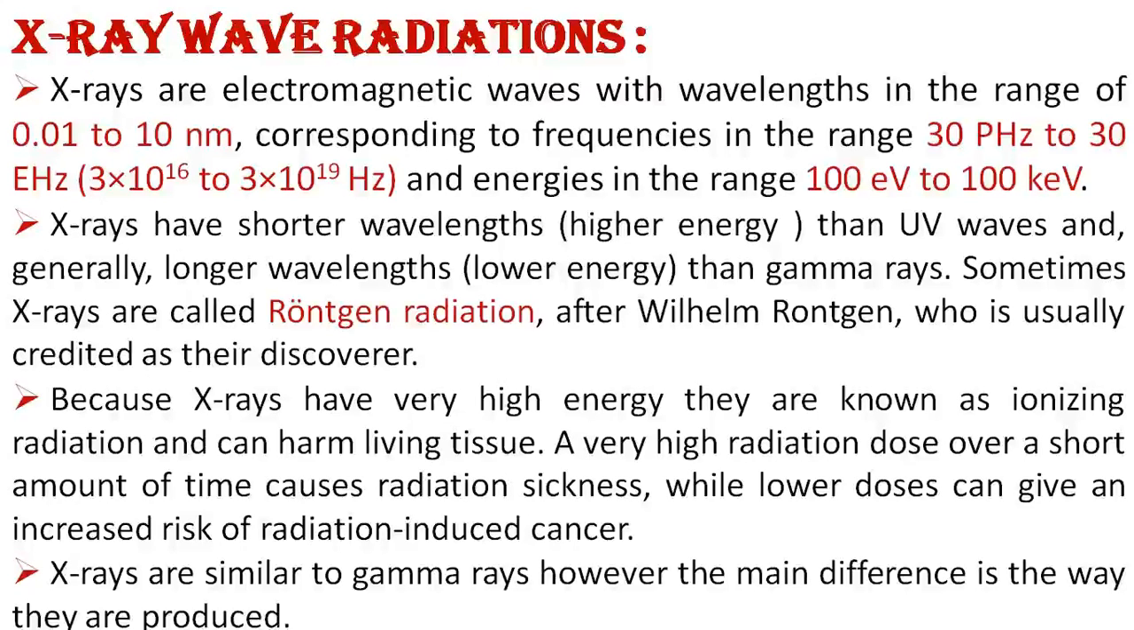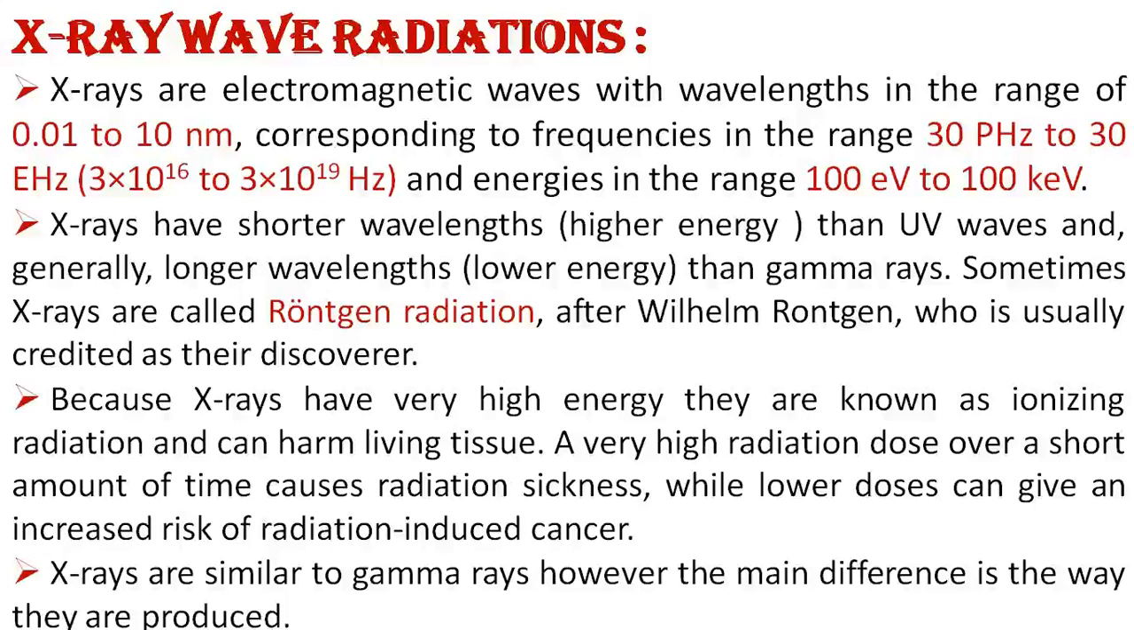Now the next one is X-ray radiation. It is also an electromagnetic wave, and its wavelength range is 0.01 to 10 nanometers, its frequency range is 3 × 10^16 to 3 × 10^19 hertz, and its energy is in the range of 100 electron volts to 100 kilo electron volts. X-rays have shorter wavelengths and higher energy than UV waves, and generally longer wavelengths and lower energy than gamma rays. Sometimes X-rays are called Röntgen radiation after Wilhelm Röntgen, who is usually credited as their discoverer.